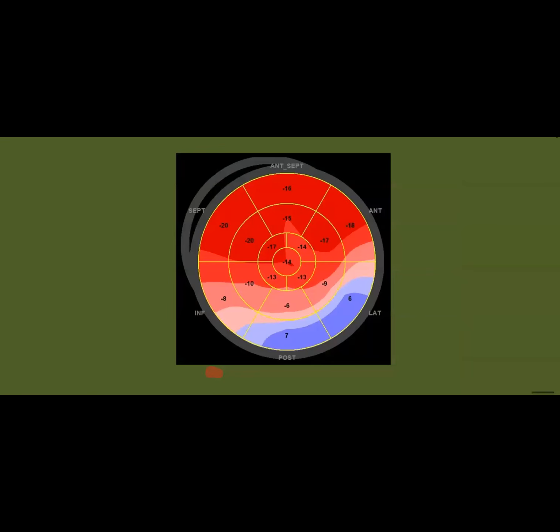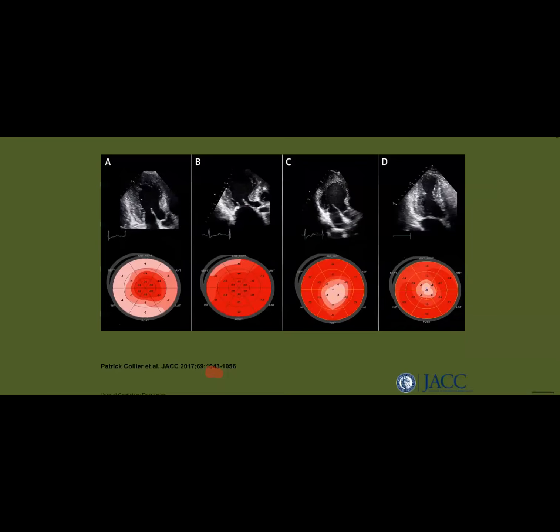Now, if I ask you, what do you think about this strain map? This is called a bull's eye or polar map of the global longitudinal strain. Guess, what do you think is the problem here? Ischemia, in the lateral and inferior. Very good. Yes, lateral wall. So this is probably circumflex ischemia in the lateral and inferolateral wall. Yes, exactly. Good.